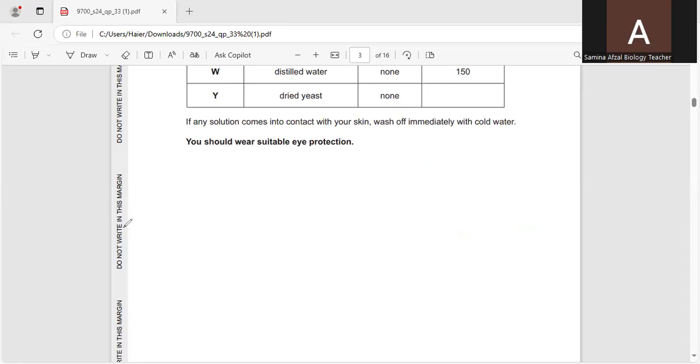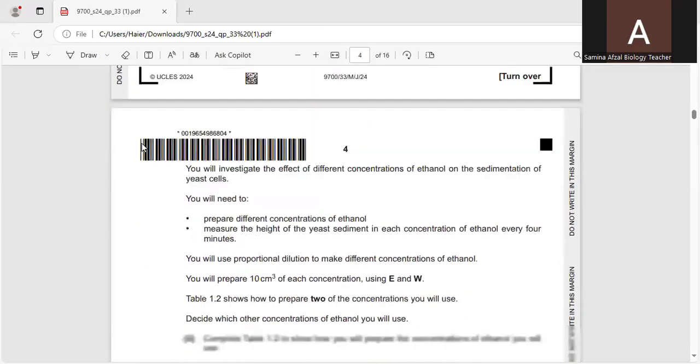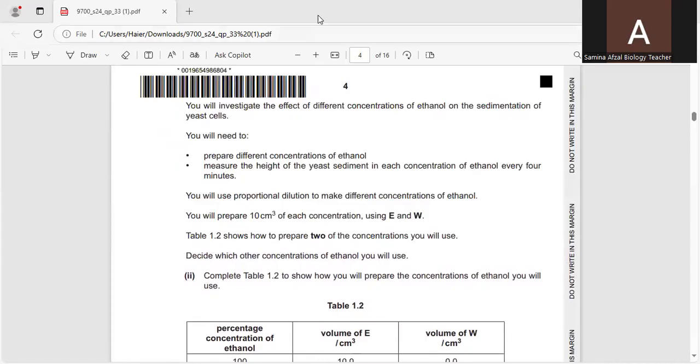In the laboratory, if any solution comes into contact with your skin, wash it off immediately with cold water. You should wear suitable eye protection because you are using chemicals. So you are going to wear the goggles.